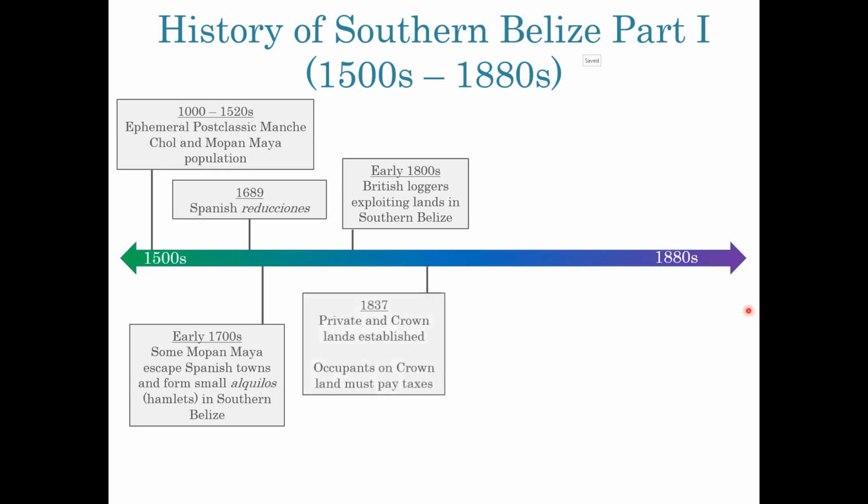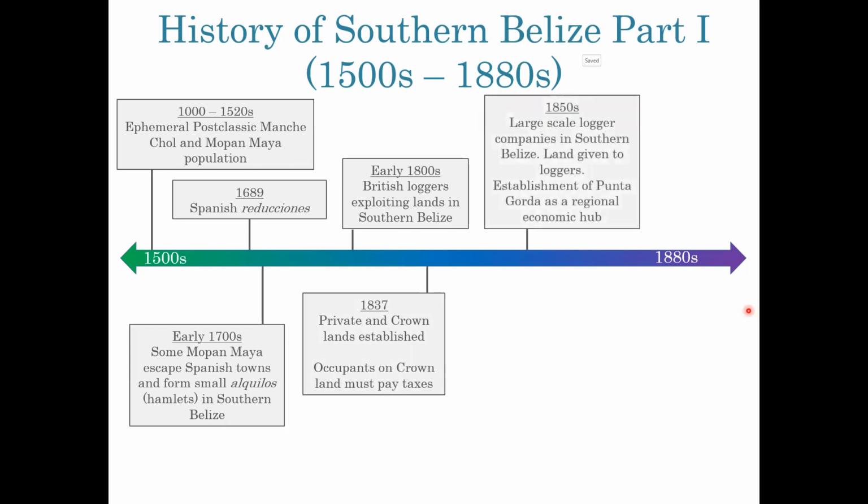And in 1837, private and crown lands were established, and this meant that occupants on these different crown lands were forced to pay taxes. This is important because folks living in these small villages likely didn't have a lot of access to money. They weren't moving into these large economic hubs or having access to that, but now they had to start paying taxes on the land that they were living on.